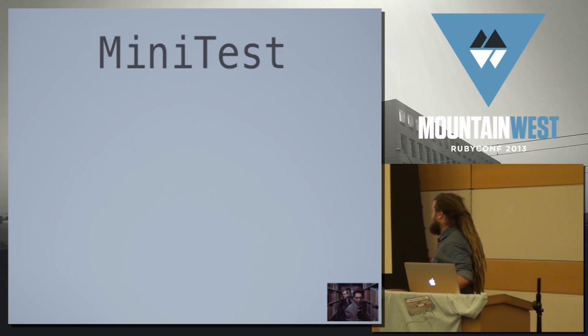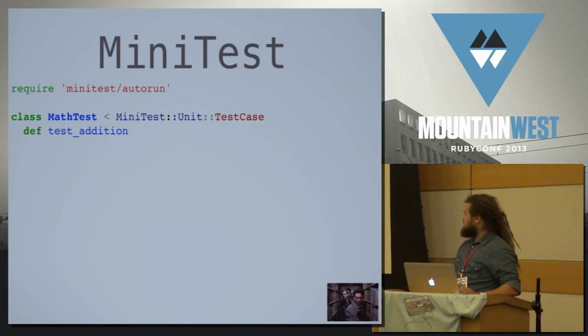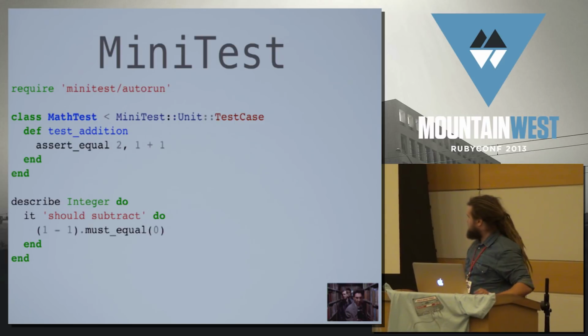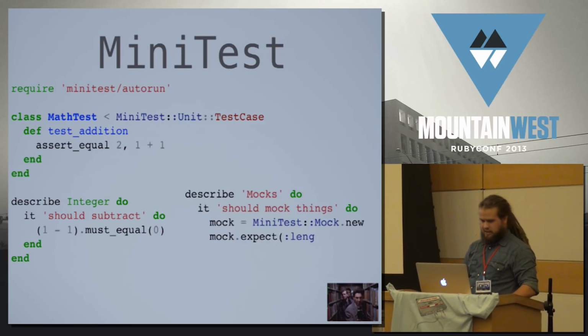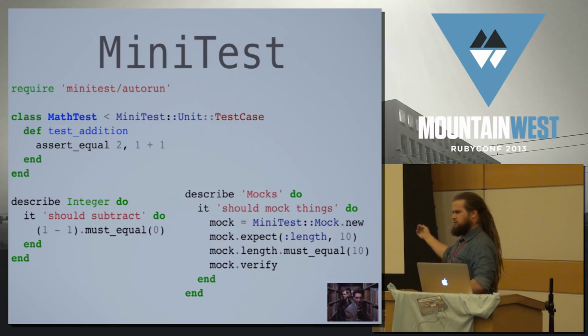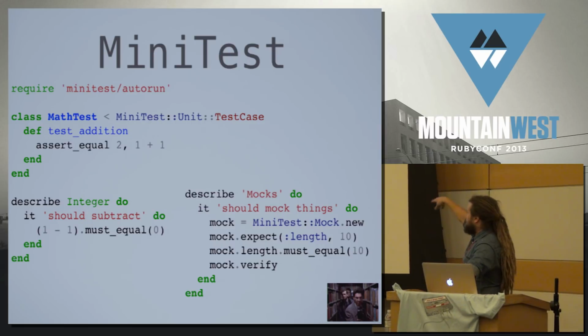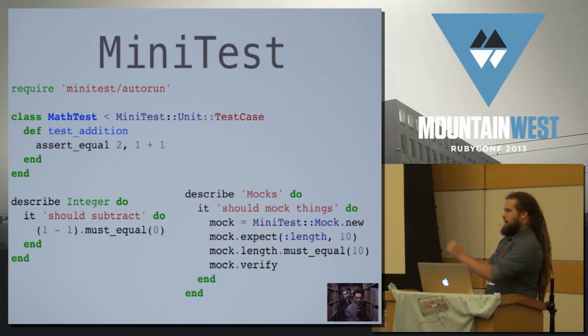Never fear, MiniTest is here. This comes with Ruby. It has MiniTest, or standard test unit syntax, and it's got RSpec syntax, and it's got mocks. Mocks, you have to manually verify them. There might be a way to do that a nicer way. I don't know. No, I'm getting head shakes. So this comes with Ruby.